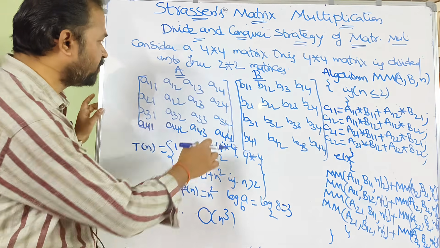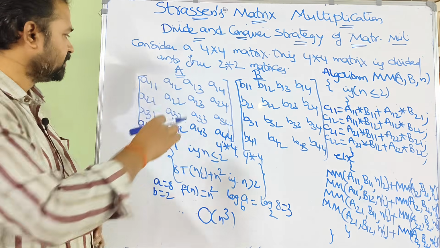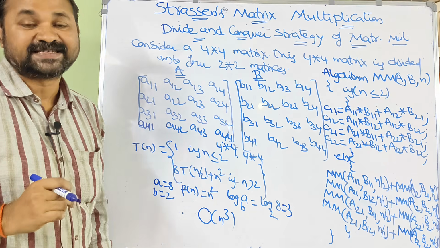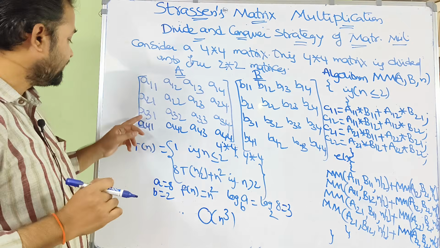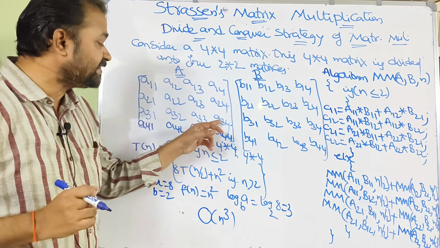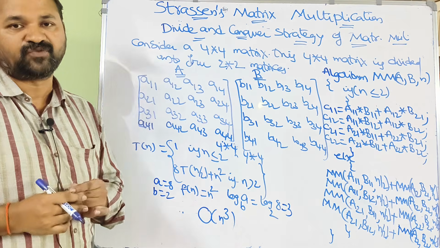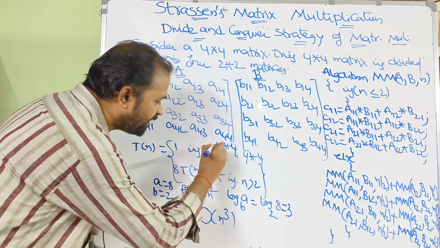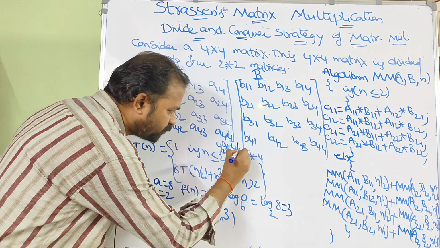If you see this example, A order is 4 by 4, B order is 4 by 4. So first row A11, A12, A13, A14. Second row A21, A22, A23, A24. Next third row A31, A32, A33, A34. Fourth row A41, A42, A43, A44. Now we have to divide this matrix. So here what is the size? 4 by 4.